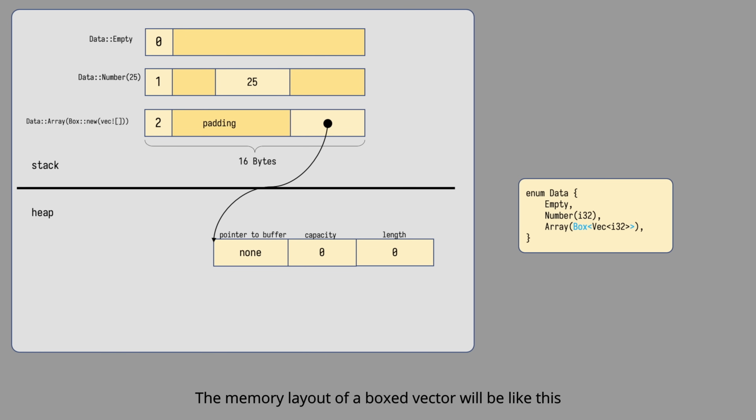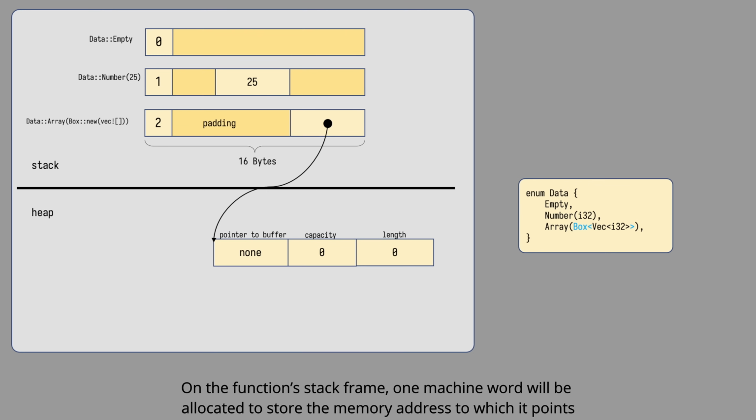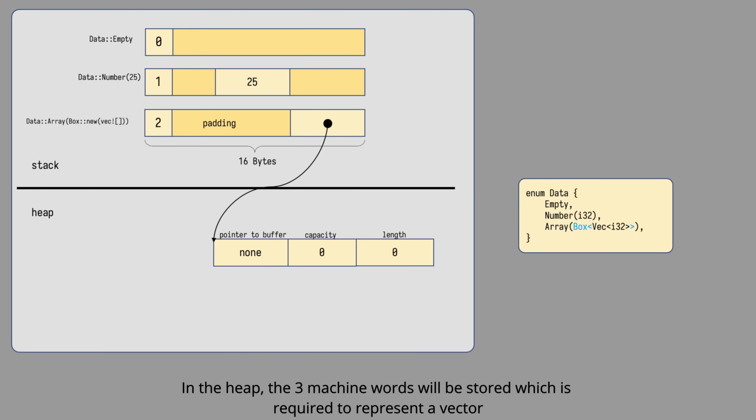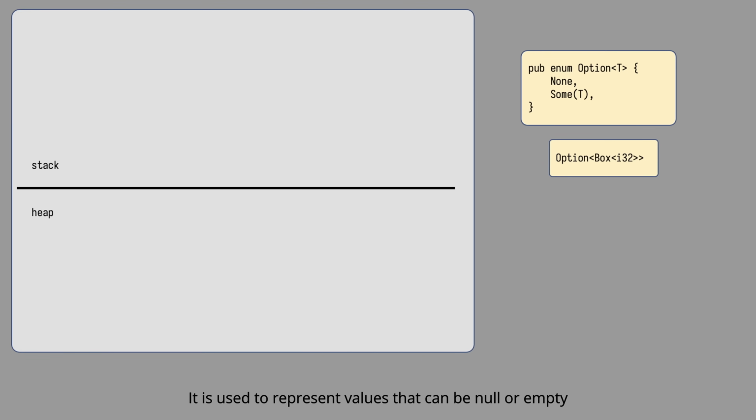The memory layout of a boxed vector will be like this. On the function stack frame, 1 machine word will be allocated to store the memory address to which it points. In the heap, the 3 machine words required to represent a vector will be stored. Remember that if the vector has values, those values also will be in the heap itself, and a pointer to that allocation will be stored in the pointer field of the vector. One of the most used enums is the Option. It is used to represent values that can be null or empty.